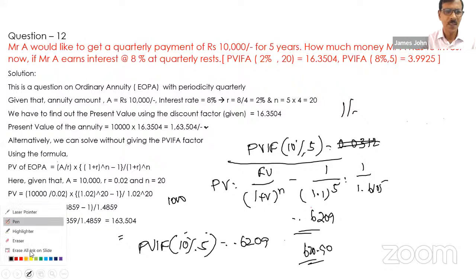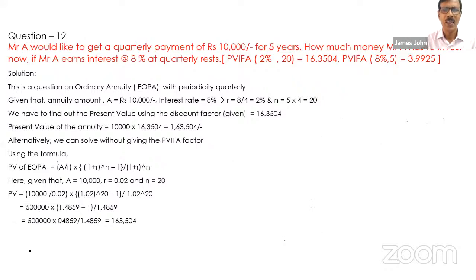Sir, why are two PVIFs given, when we solve with one? I told you just now, to confuse you, that's all. You have to choose the correct one. Sir, in the question the rate of interest is 8%, so 8 divided by 4 we get 2. So only one PVIF we can take.